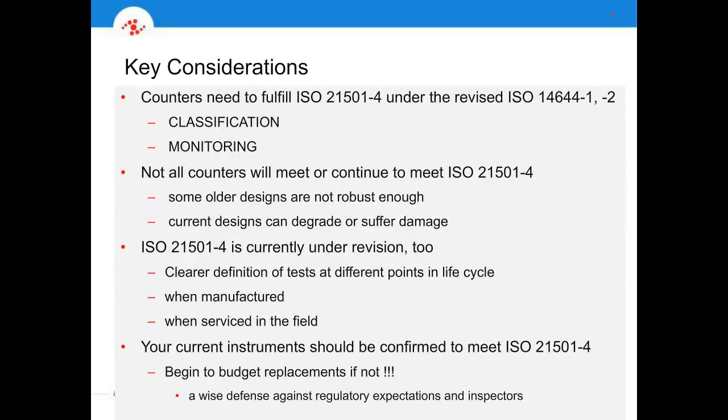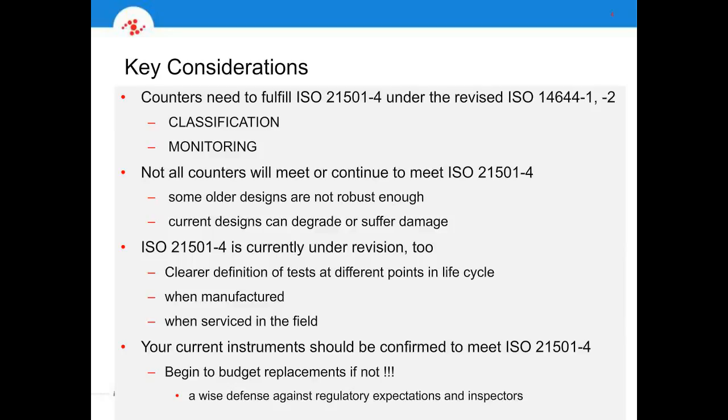So the main item to realize is that 14644 now does reference this ISO 21501-4 method, which has been around for a number of years. Actually, it goes back to 2007, so it itself is not new. It's just the interconnection between 14644 and the 21501 calibration.